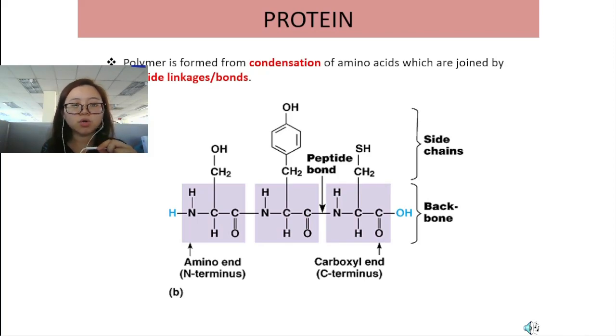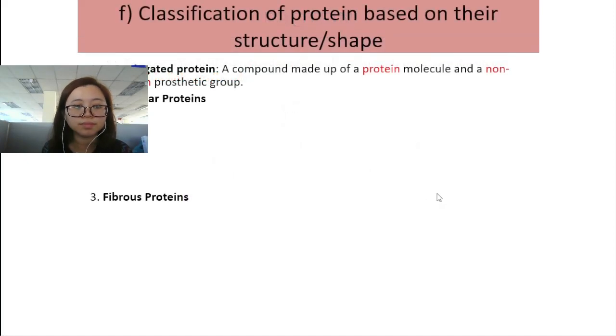So proteins or polymers of proteins is formed from condensation of amino acids, which are joined by peptide linkages or bonds. I already talked about this before. I showed it to you with the diagram with the green line. Okay, ini lebih kurang macam mana dia lah. The backbone, if we talk about protein backbone, it is the NCC, NCC, NCC. The side chain is the R. R side chain, apa yang berjuntai keluar, itu adalah side chain.